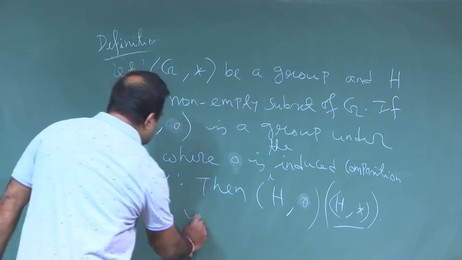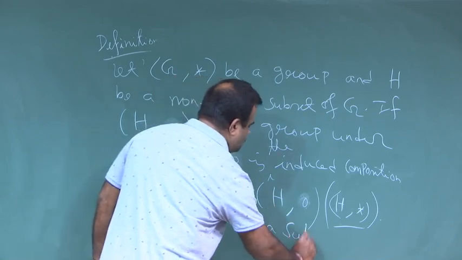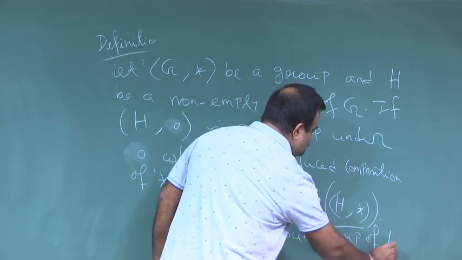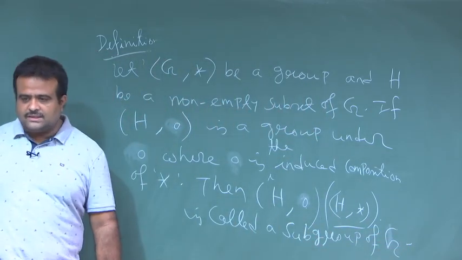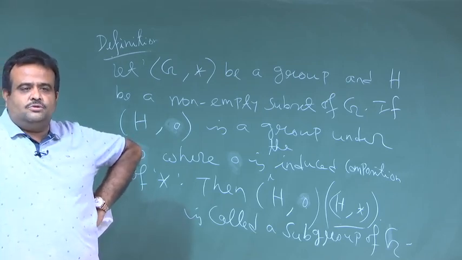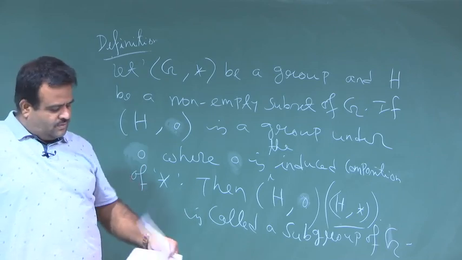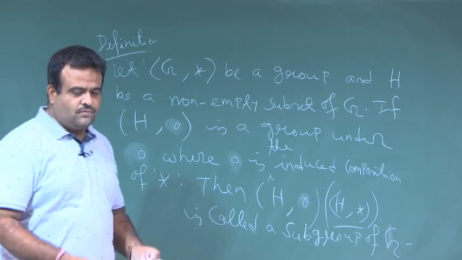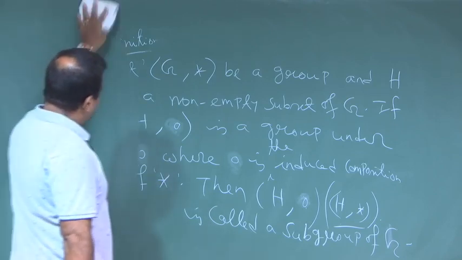Then this is called a subgroup of G, because this is a subset and this subset is also forming a group under that induced operator. So, then it is called a subgroup of G. So, this is the definition of subgroup. Now, we want to have some examples on the subgroup.